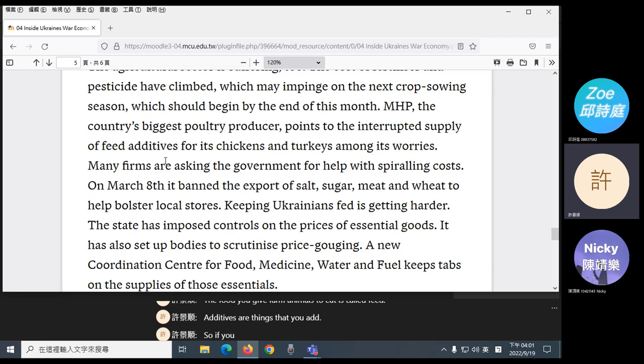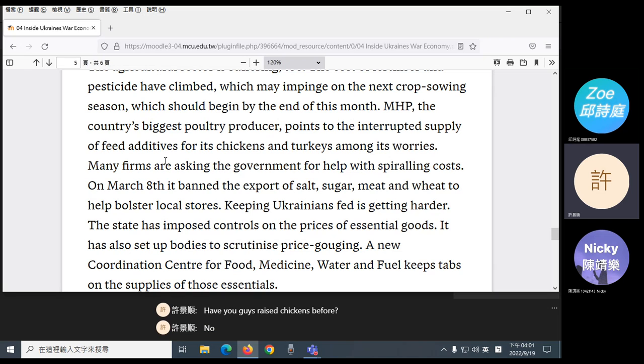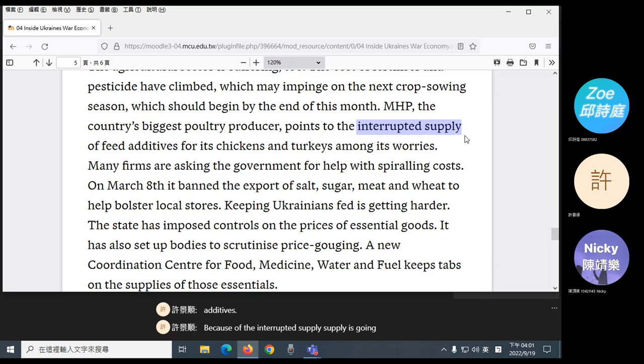So if you're raising chickens, what would you need to add to their food? Have you guys raised chickens before? No? So when you raise chickens and pigs and farm animals, you feed them food, but you also need to give them something else. Vitamins, supplements, sometimes you would have antibiotics, or other things to help the animals grow big and fat so that they have more meat. But this company says that they're having trouble finding feed additives because of the interrupted supply. Supply is gongji. Chickens and turkeys, huoji.